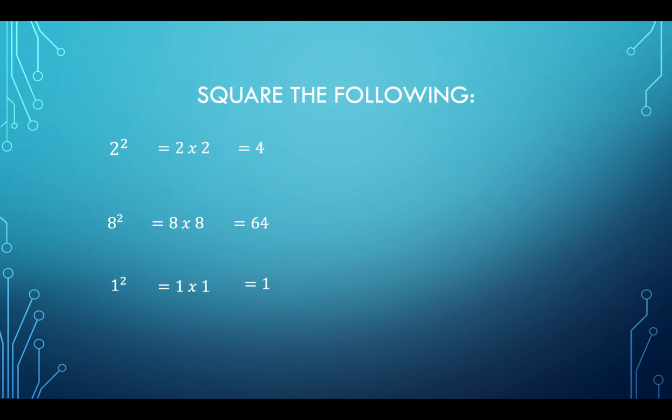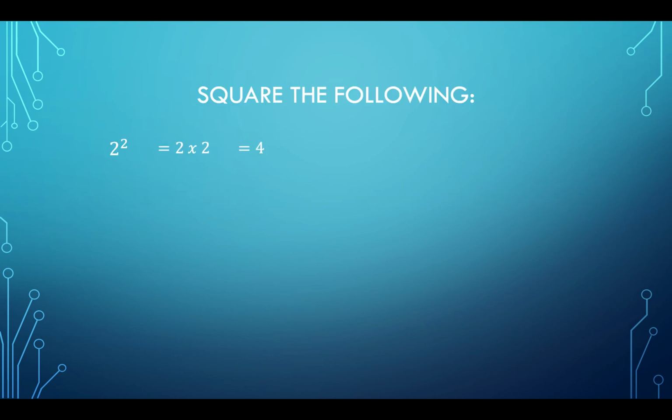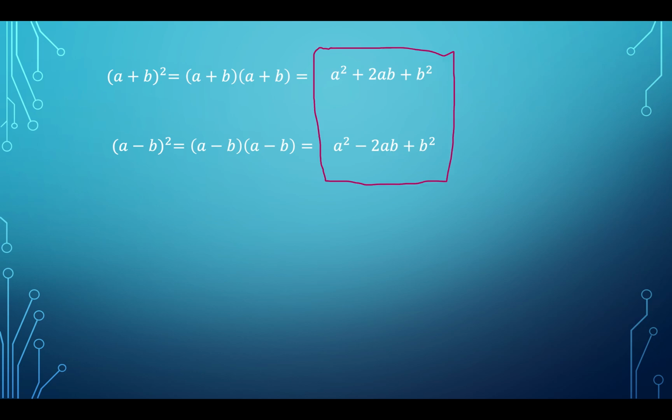So this is basically what the form of perfect square trinomials will look like. You're going to have (a plus b) squared. To solve it, you have to do (a plus b) times (a plus b). When we do FOIL, we get a squared plus 2ab plus b squared. Now we can also have (a minus b) squared, which is (a minus b) times (a minus b), which is equal to a squared minus 2ab plus b squared.